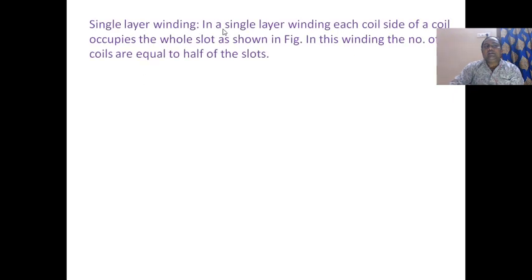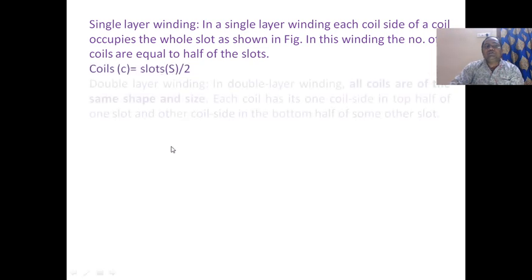Single layer winding: in a single layer winding, each coil side of a coil occupies the whole slot, as shown in the figure. In this winding, the number of coils is equal to half of the slots. So the coils C is equal to slots by 2.